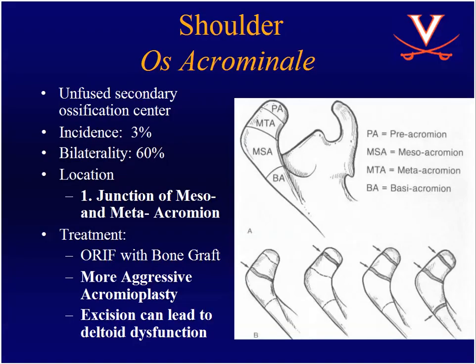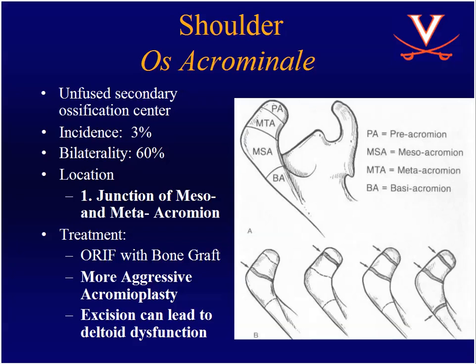Os acromiale is associated with rotator cuff disease because it can hinge and pinch on the cuff, and the incidence is about 3%. And the reason it's important to know this is because it modifies what you do for your decompression. So if somebody has a large os, then maybe your acromioplasty is not going to work, and sometimes you have to consider doing a fusion operation to fuse that os before or instead of an acromioplasty.